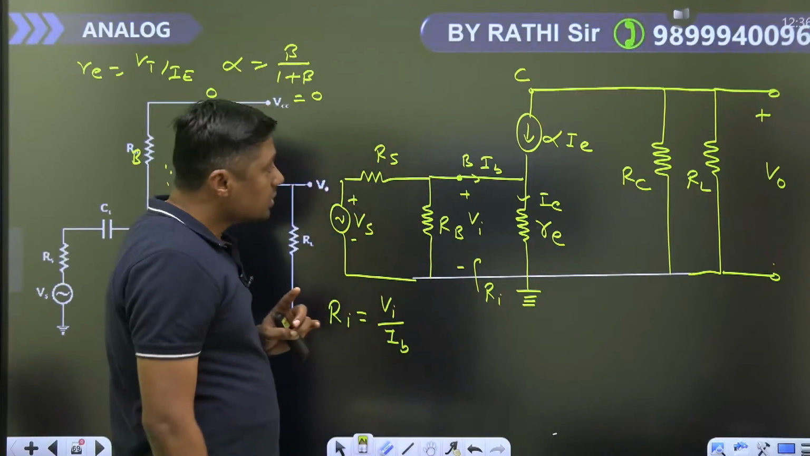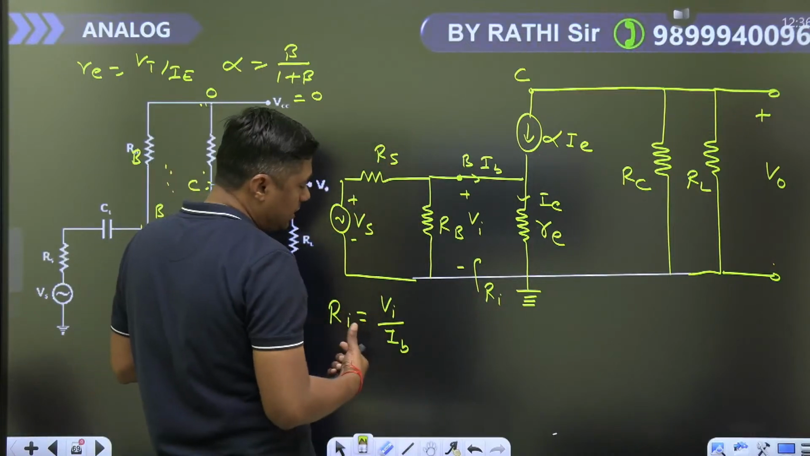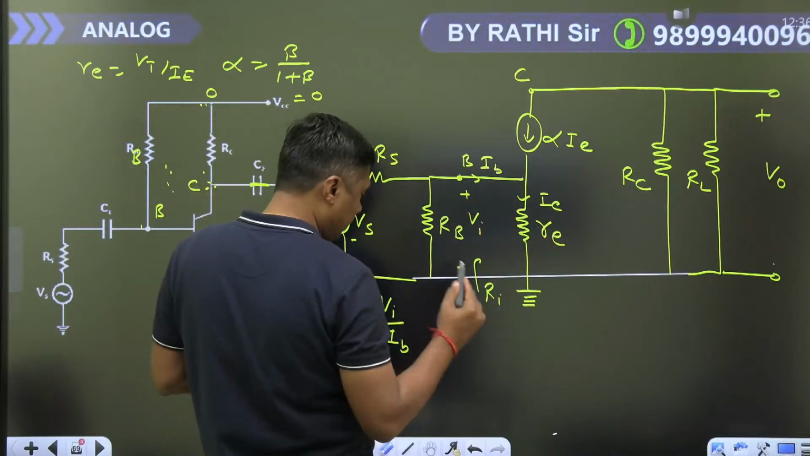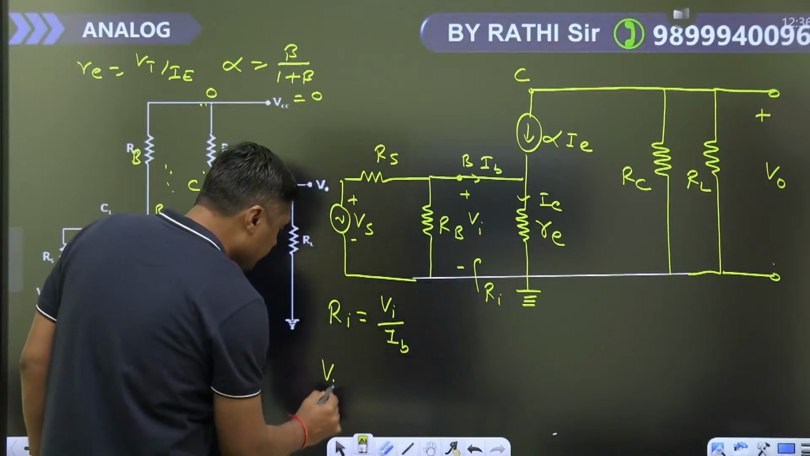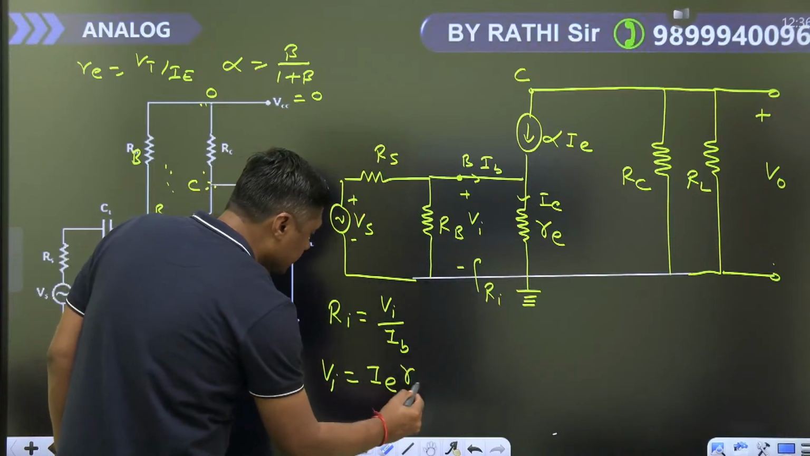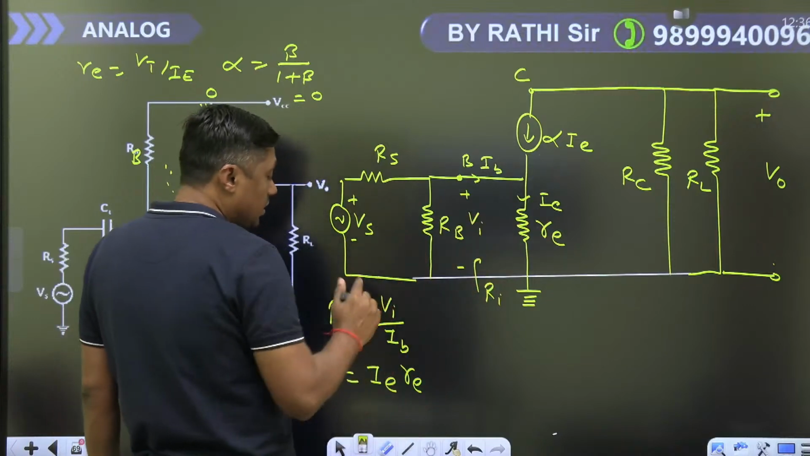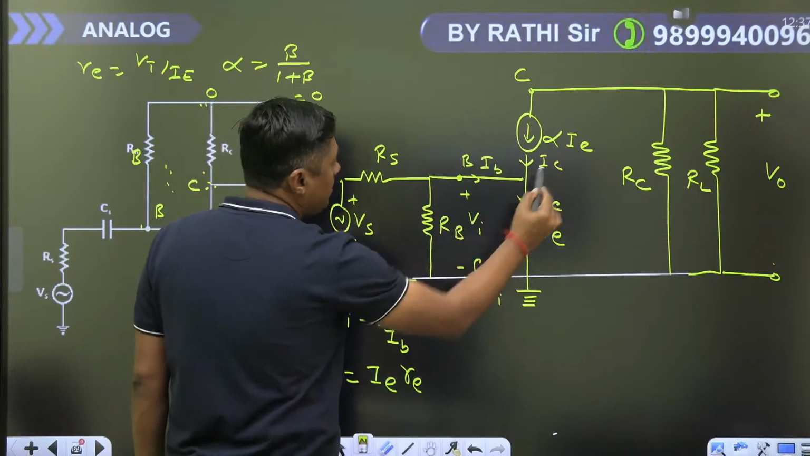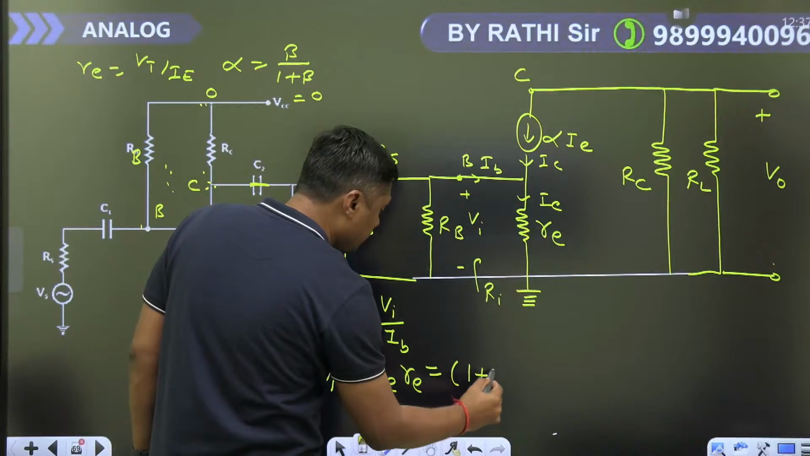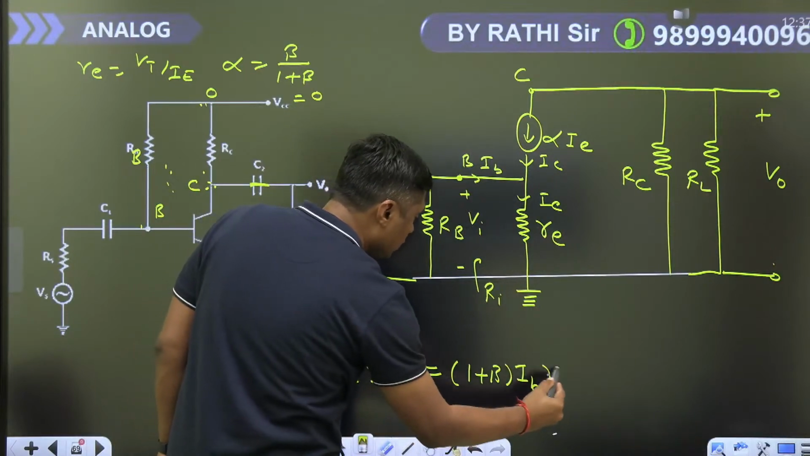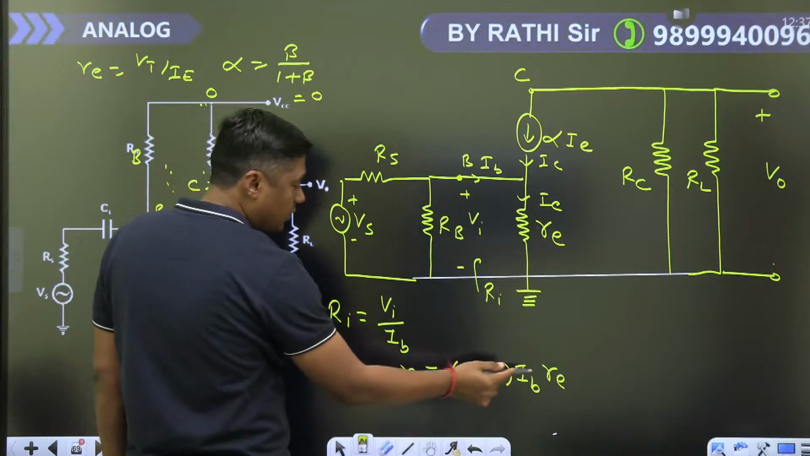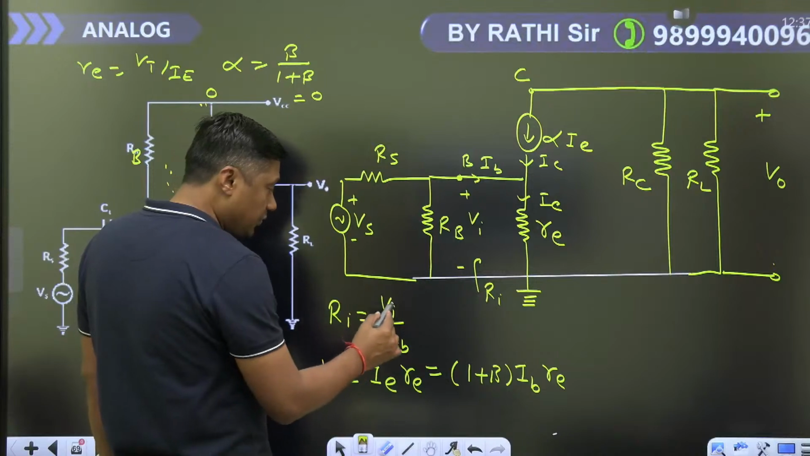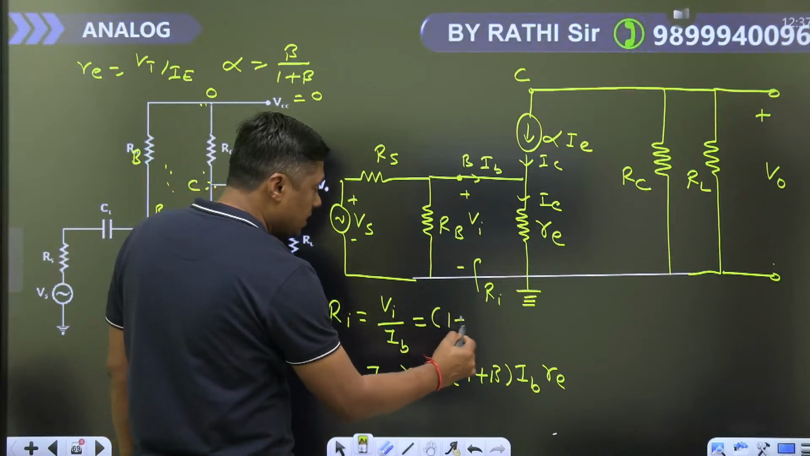Now, what is the Vi upon IB? Watch this, how we can find the Vi upon IB. What is the Vi? IE into RE. What is the IE? IE is nothing but IB plus IC, or IE is equal to 1 plus beta times of IB, into RE. Because IE is equal to IC plus IB. So now you can find the Vi upon IB, that is nothing but 1 plus beta times of RE.